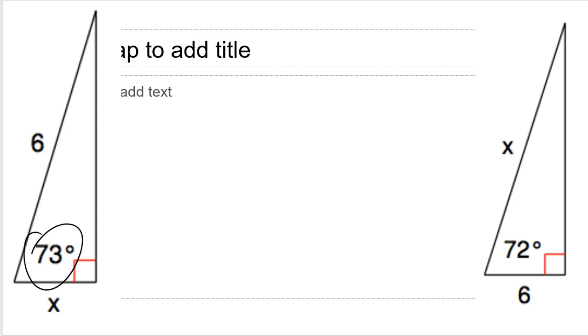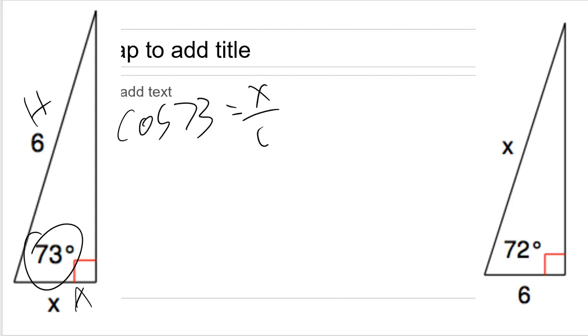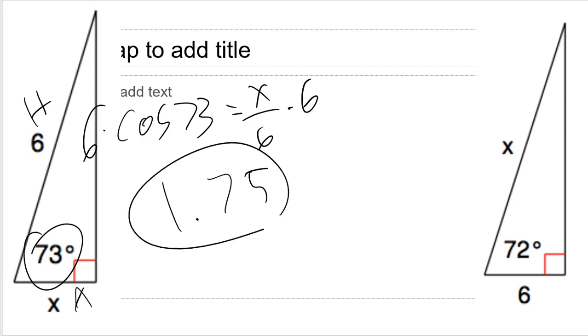All right, last one. This one here is adjacent and hypotenuse, so we're going to use cosine. Cosine of 73 equals x over 6. Multiply both sides by 6. 6 times cosine of 73 equals 1.75.